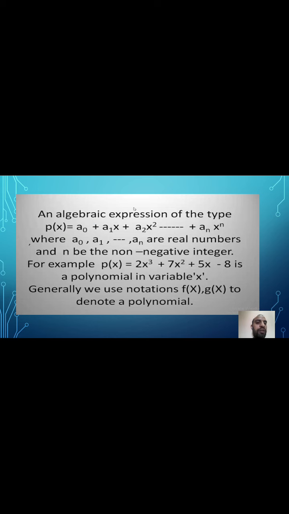So let's move. What is a polynomial? A polynomial is of the type p(x), where we write a0, a1x, a2x squared, and so on till an x raised to power n, where a0, a1, a2 and an are all real numbers, x is a variable and n is a non-negative integer. So for example, I am writing 2x raised to power 3, 7x raised to power 2 plus 5x minus 8. Now you can see here the maximum power is 3. So this is a polynomial in variable x.